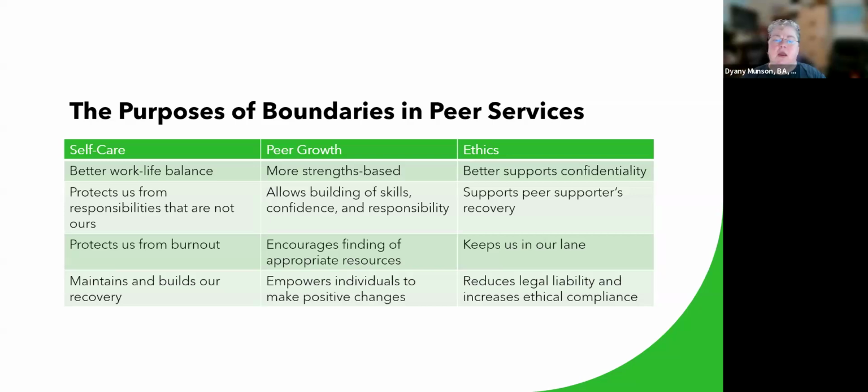Wow, that's amazing. And when it comes to ethics, it better supports confidentiality when we set and enforce good boundaries. It supports the peer supporter's recovery. That's ours, because that's part of recovery. It keeps us in our lane with the scopes that we have to cover there. And it reduces legal liability and increases ethical compliance. Good boundaries are good for us all the way around.